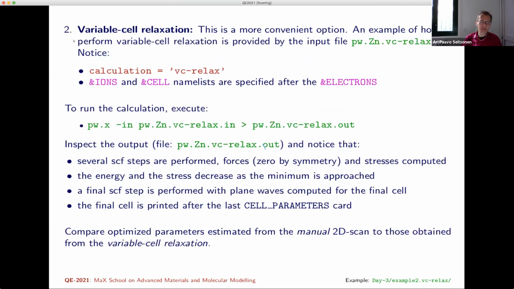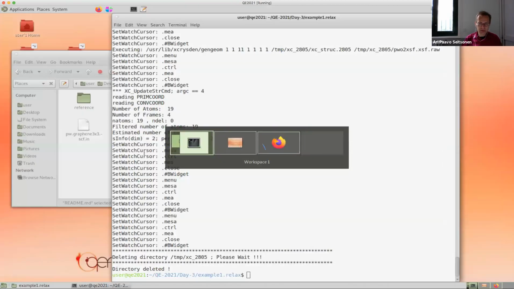And the second way is the variable cell relaxation. That's almost the same as the calculations before, when we did the relaxation of the atomic coordinates only, but now we change from relaxation to variable cell relaxation. So the calculation method is changed from relax to vc-relax. And now we have to include the cell namelist, even if it's empty.